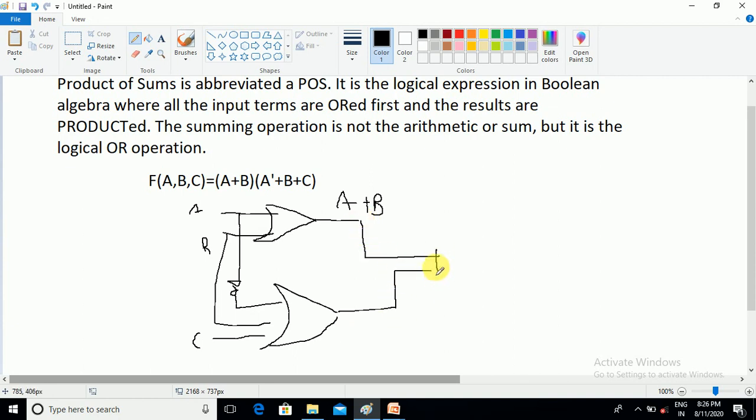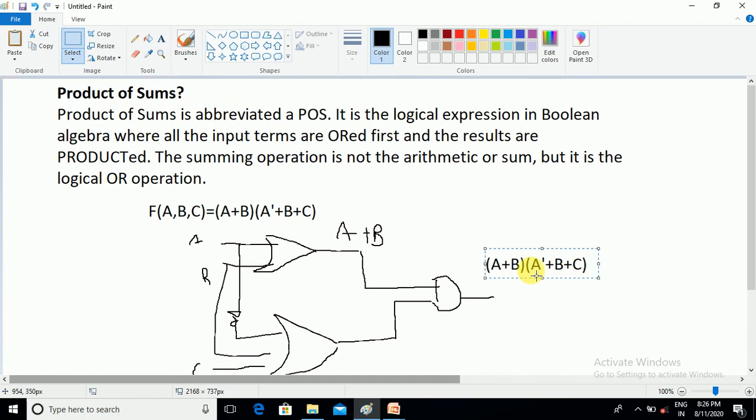So at the end they are producted. The final output from this logical diagram will be a plus b into a dash plus b plus c. See here, sum term 1 and sum term 2, these two are producted at the end. Now this formation of the function is called a product of sum terms. Sum term 1 and sum term 2 are producted one to each other. So that is the definition of the product of sum term.